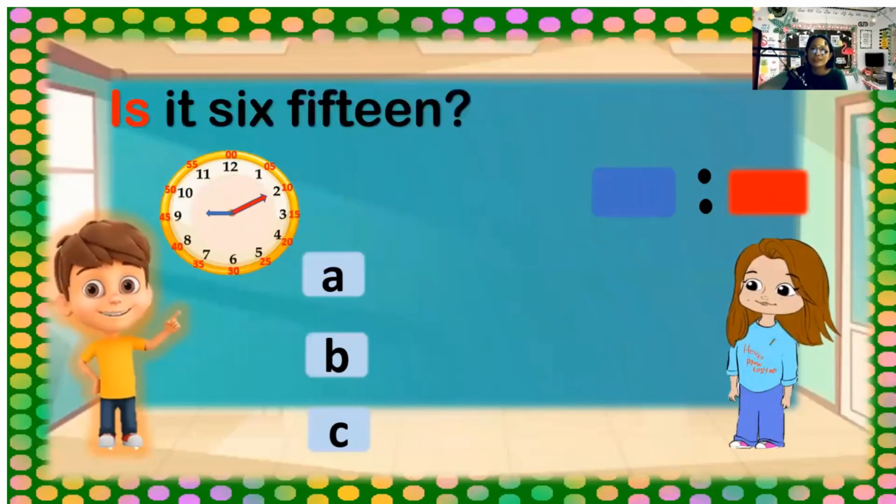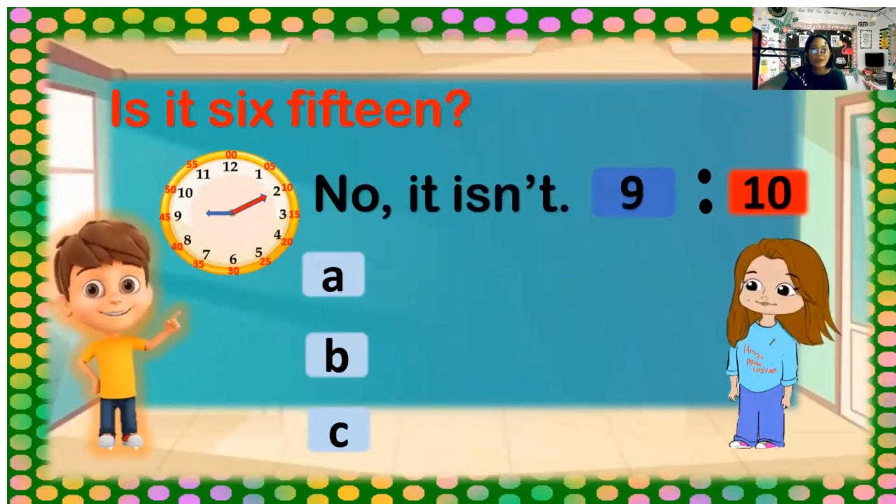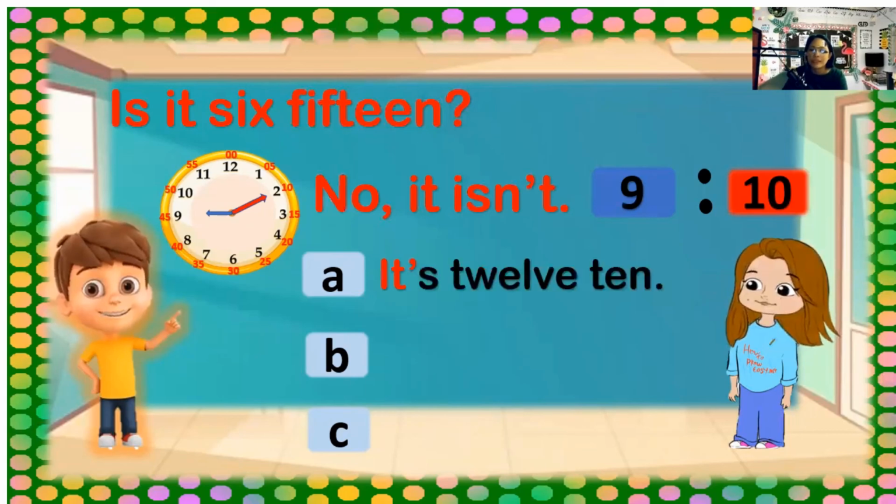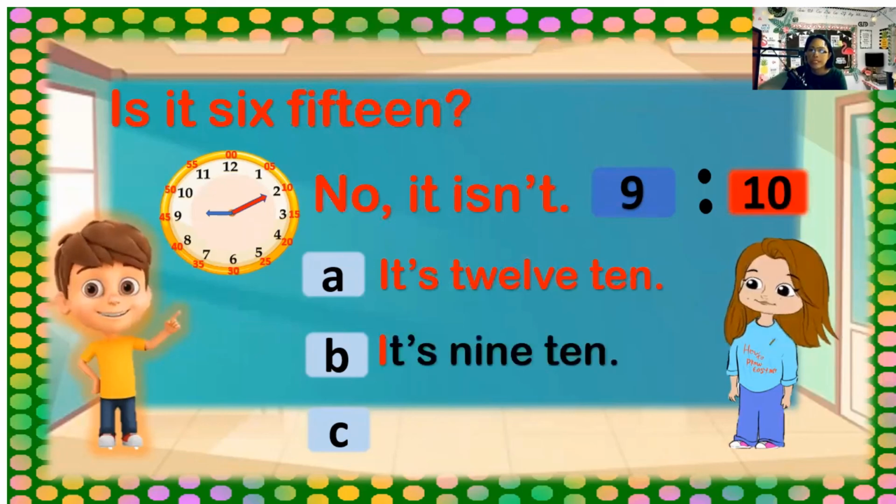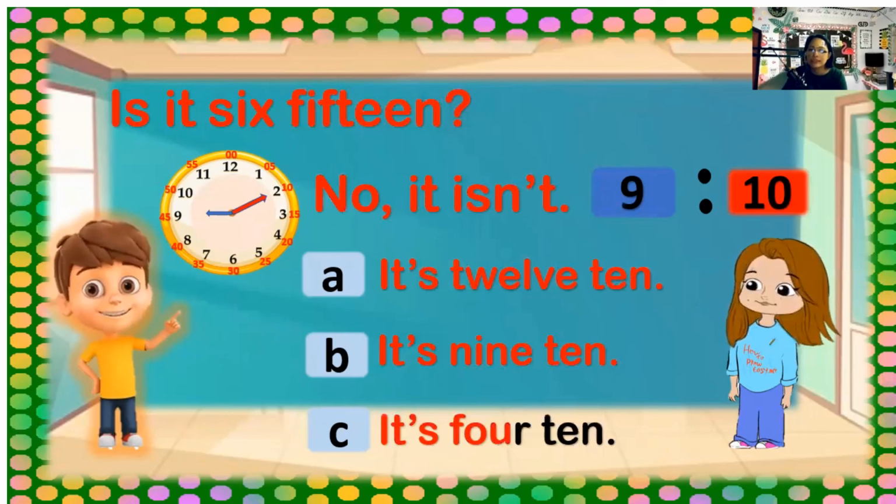Is it 6:15? No, it isn't. Help me find the right answer. How to read the time. A, it's 12:10. B, it's 9:10. C, it's 4:10. Can you help me find the answer? Is it A, B, or C? Excellent! It's B, 9:10.